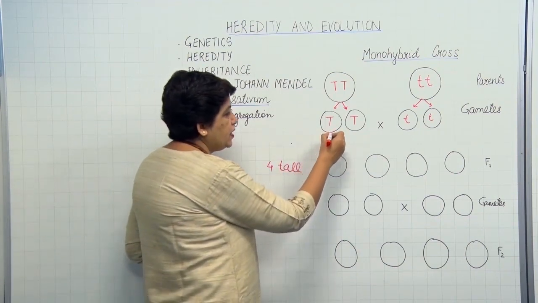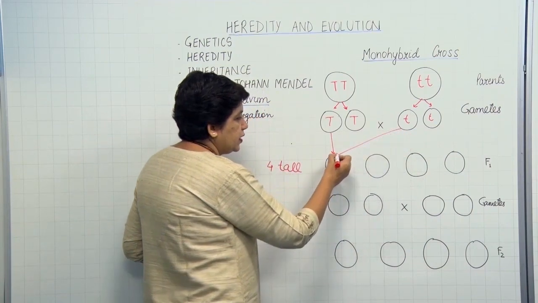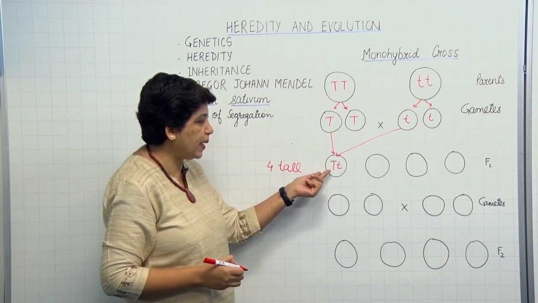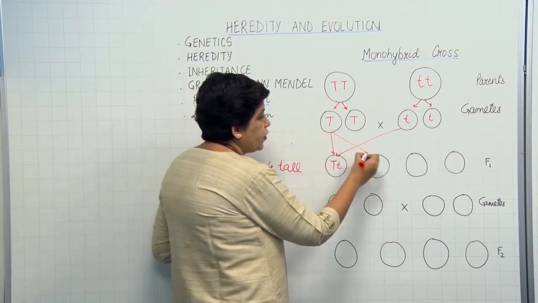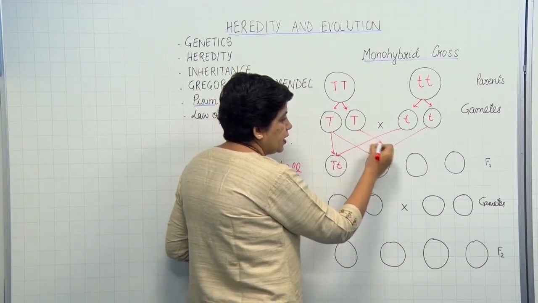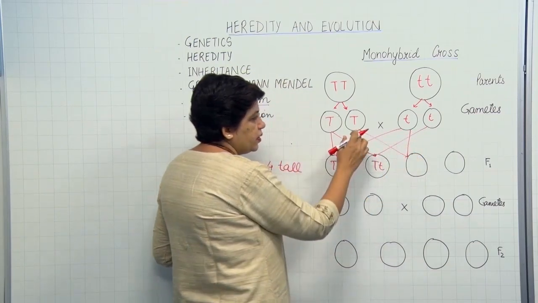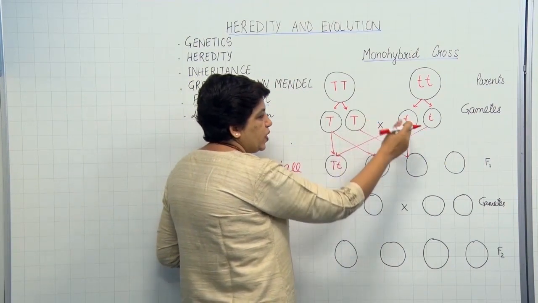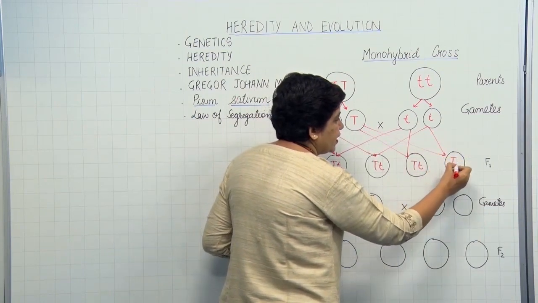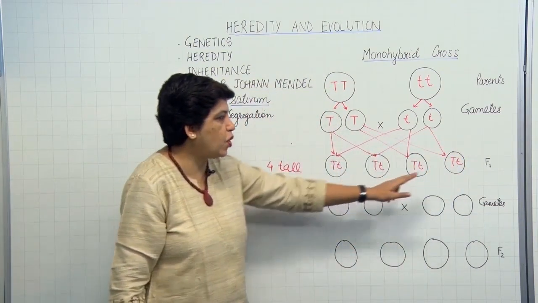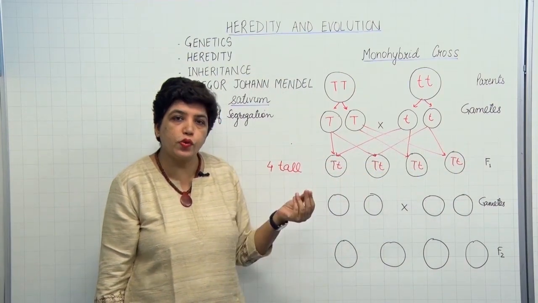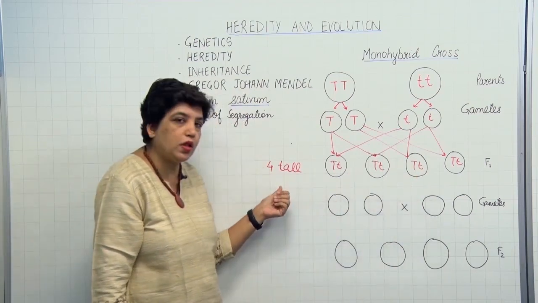So when this gamete fuses with the other gamete, the new zygote will have capital T and small t. If this fuses with the other gamete, again capital and small. If there is a chance pairing of this gamete with this, it will again have capital and small, and the fourth case also will have one capital, one small. This is called the F1 progeny or the first generation. In the first generation, what was observed? That all the plants were tall.